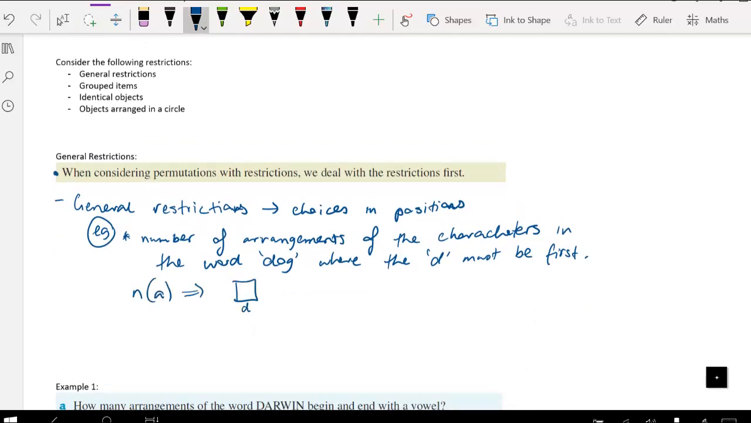Okay, so that's pretty straightforward when we're looking at those arrangements. If the first one must be a D and the other two are free, there's only one option for the first, as it must be D, and then we have two possibilities and then one possibility. So we're looking for 1 out of 1, and the arrangements of 2 out of 2. So the number of arrangements would be 1p1 multiplied by 2p2, which is 1 factorial multiplied by 2 factorial, and our outcome is 2 possibilities.